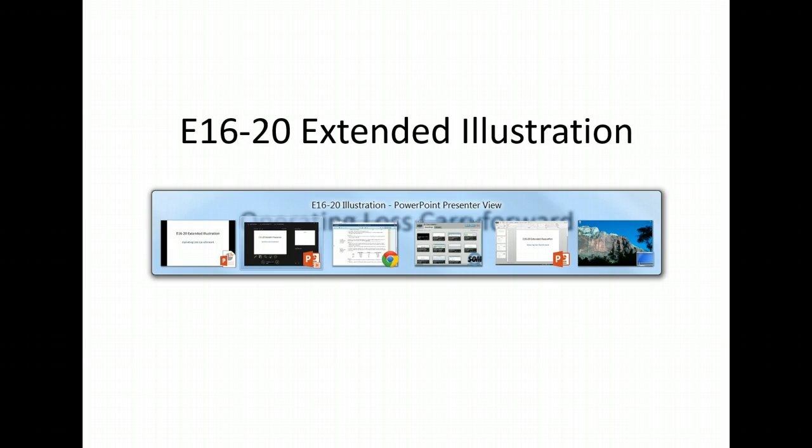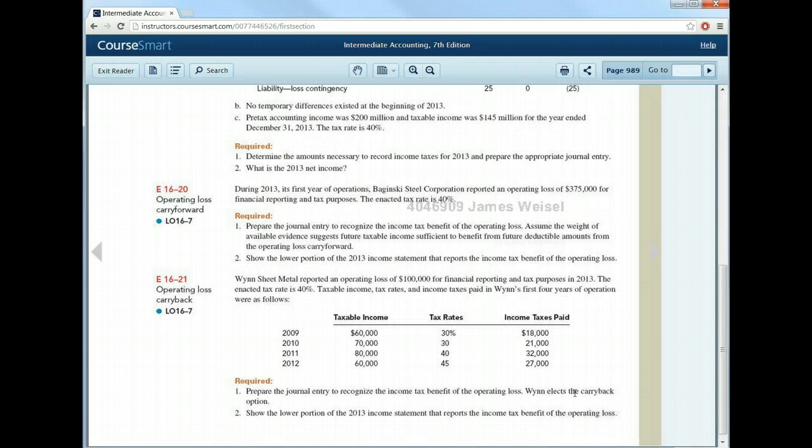I'm going to switch over here to the textbook for a moment. In exercise 1620, we have Baginski Steel Corporation, and they reported a loss of $375,000 for financial reporting and tax purposes. So in other words, we don't have to deal specifically with any permanent differences or any other temporary differences like depreciation and warranty expense and all that other stuff. So the only issue that we have to deal with here is the fact that they had an operating loss.